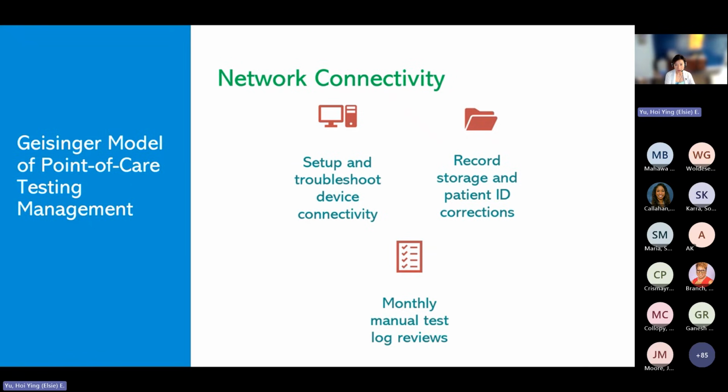Related to that is network connectivity. If there's ever an issue, which actually happens relatively frequently, our team helps troubleshoot the issues and works with IT to resolve it. We also have a good record in our middleware that stores all the patients' data, the ID together with the result. And if the user scanned the wrong patient band and had the wrong result filed to the patient's chart, we also make those corrections.